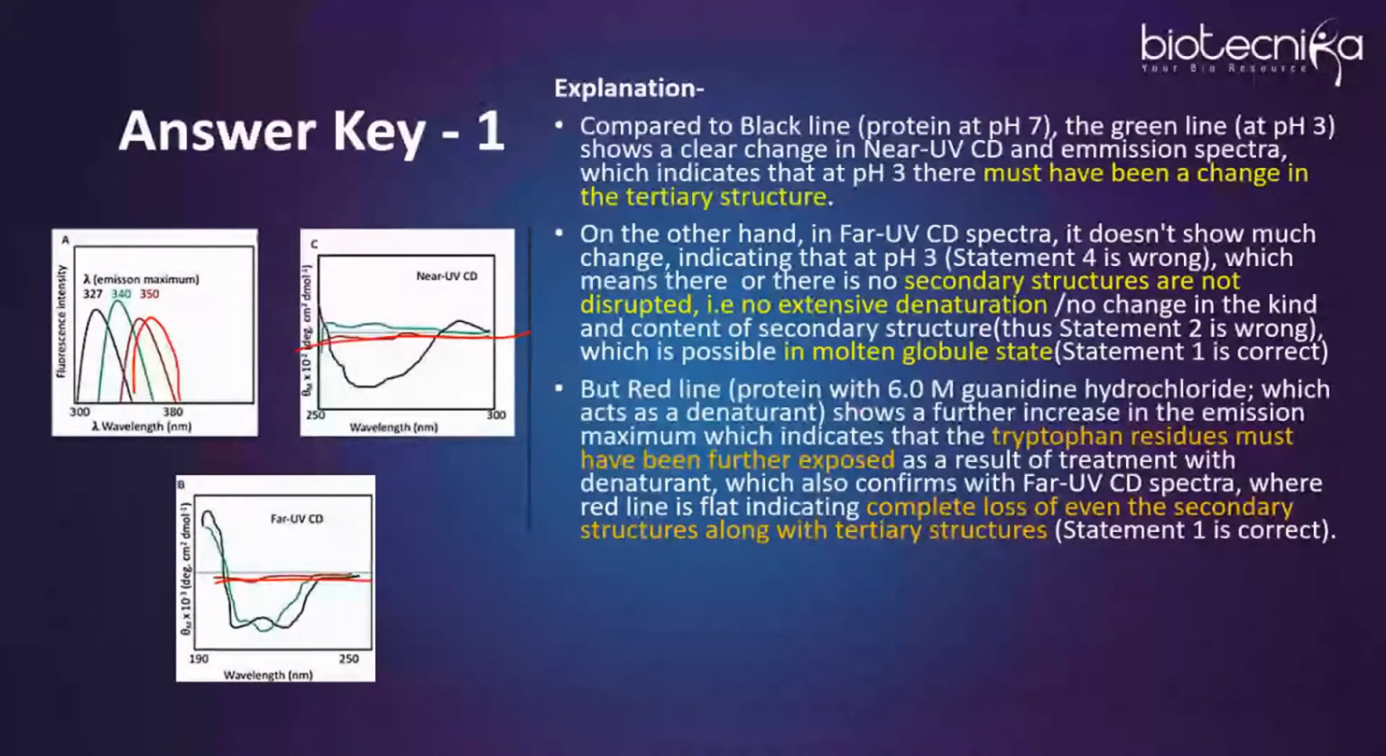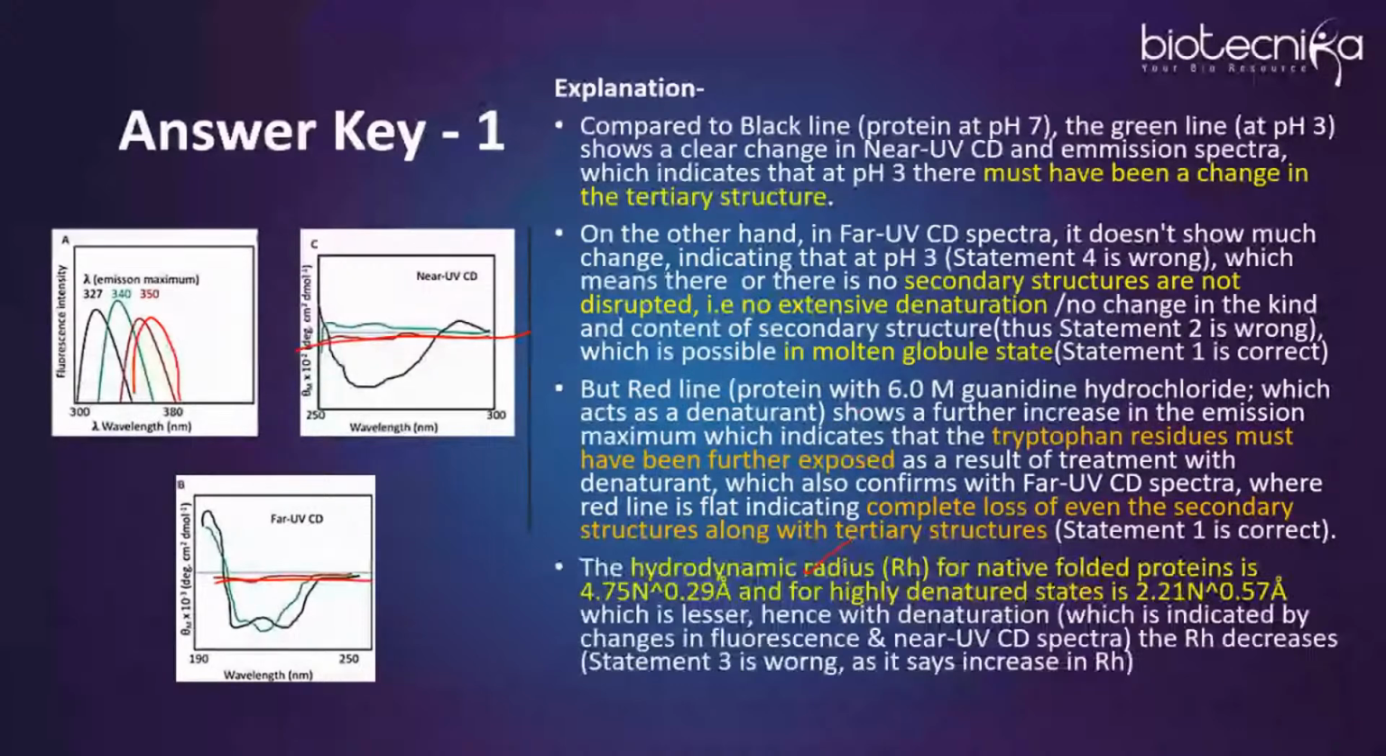And what is hydrodynamic radius? For native folded protein, it is more, but for denatured protein, the radius will be less. So with denaturation, you can expect a decrease in the radius. But since the question says there is an increase in hydrodynamic radius, that is wrong. Okay, so that's why the only correct option is option 1, right?